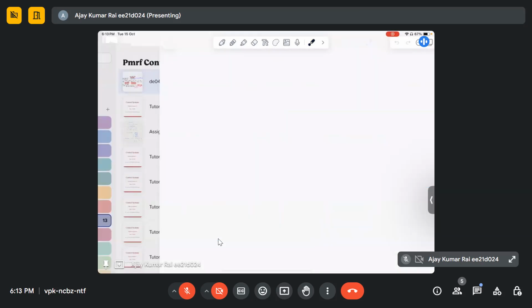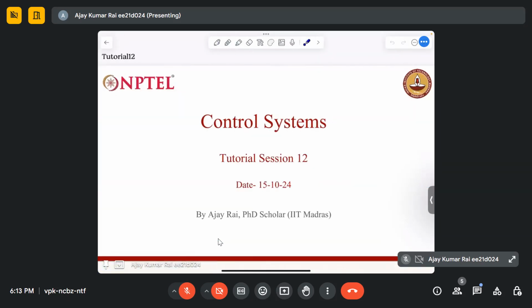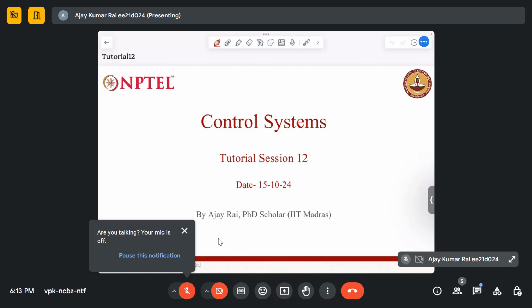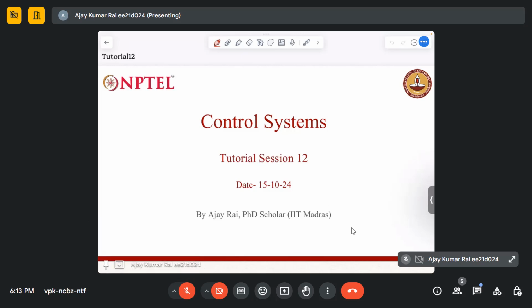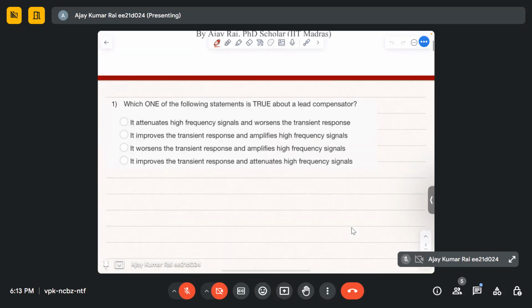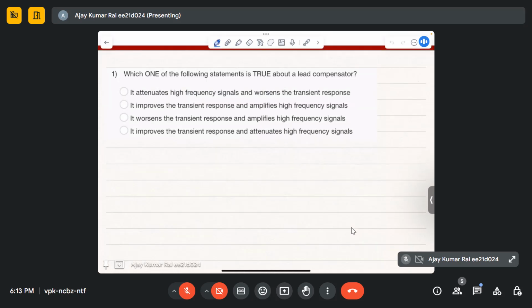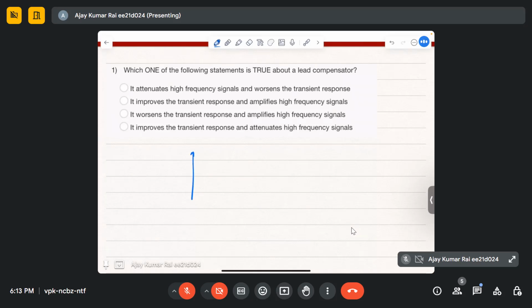Okay, I'll straight away go to the tutorial questions. Very simple questions. The first question is just statement based, so you have to answer this. Which one of the following statements is true about the lead compensator? It will be easy if I draw the Bode plot.